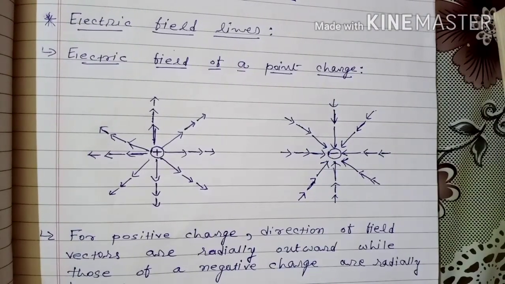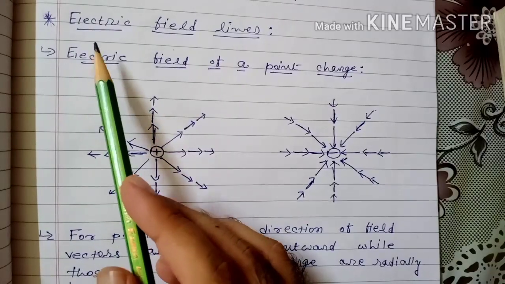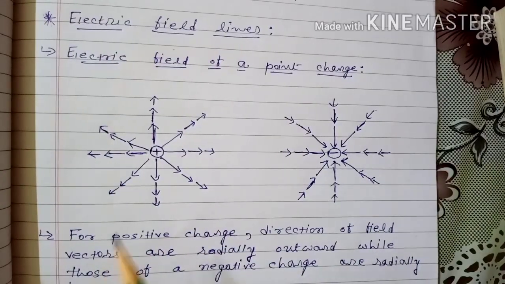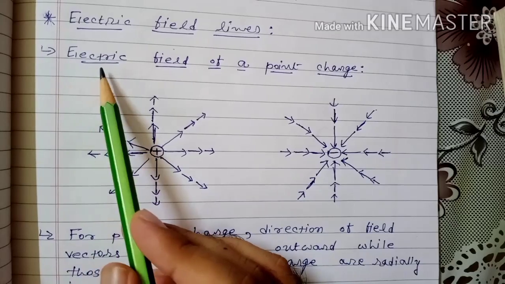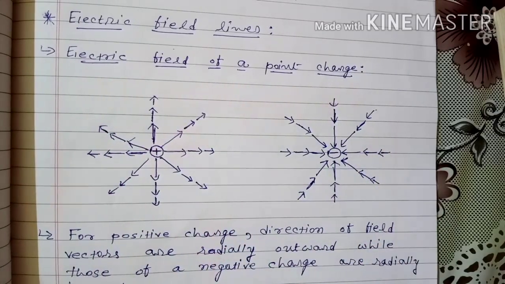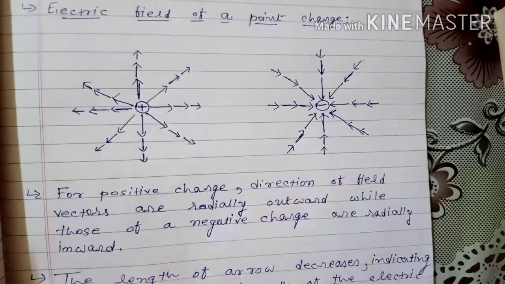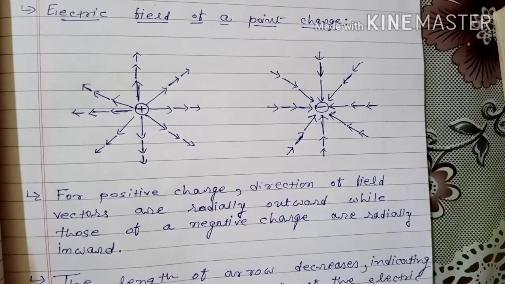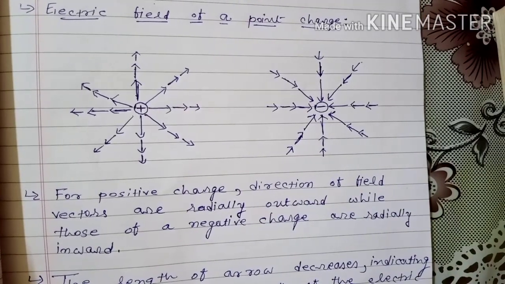Okay, now today we have to study electric field lines. So first we have to study the electric field of a point charge. Electric field lines are the pictorial representation of electric field.